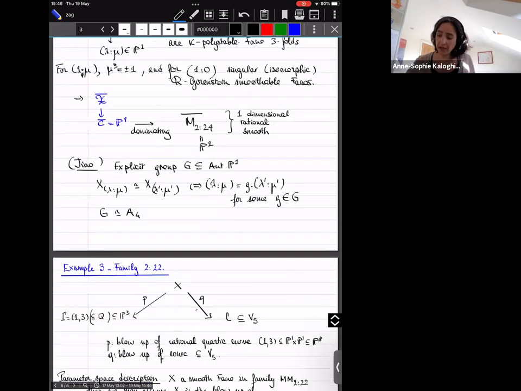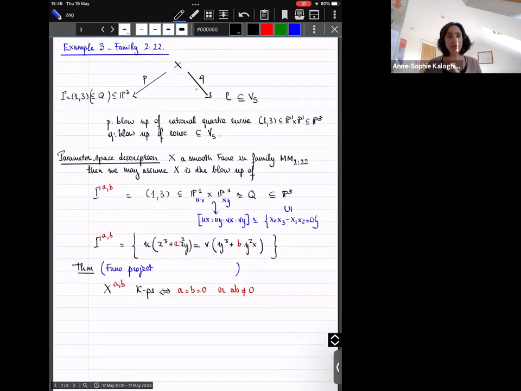So let me discuss a slightly more mysterious example, which is that of family 222. So family 222 has two extremal rays. One corresponds to the blow-up of a conic in V5, so still the del Pezzo threefold of degree 5. And on the other side, it is the blow-up of a rational quartic curve. This rational quartic curve lies on a single quadric surface, which is smooth, so P1 × P1 inside P3.